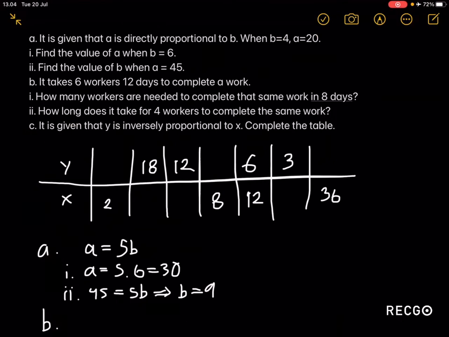Now for part B, it takes 6 workers 12 days to complete a work. How many workers are needed to complete that same work in 8 days? And how long does it take for 4 workers to complete the same work? And here we're assuming that all workers work at the same rate.